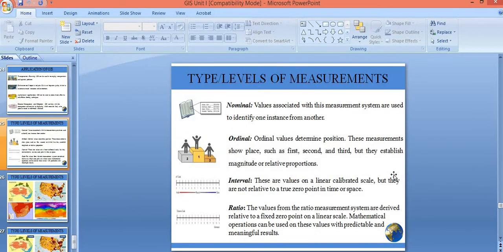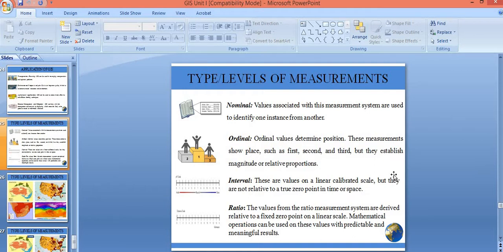Okay, and the last topic is levels of measurement. These levels of measurement are related to your attribute data. Say for example you have a field. Now in that field, what type of value are you going to have? That is what type of measurement. There are 4 types of measurement: nominal, ordinal, interval, ratio.